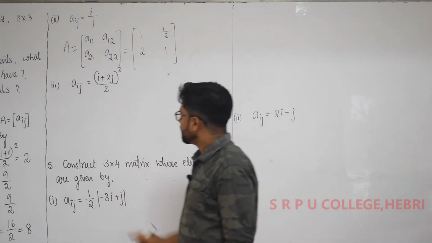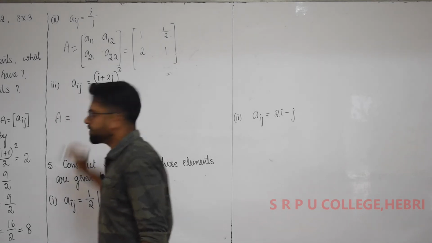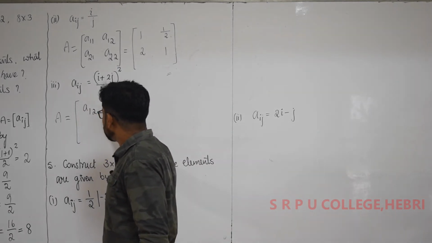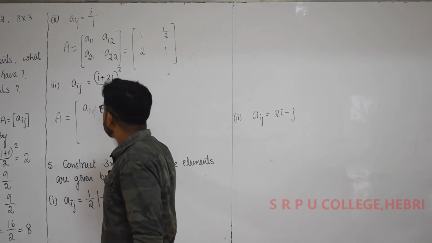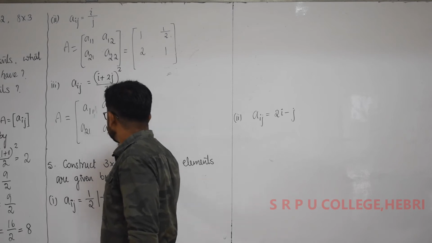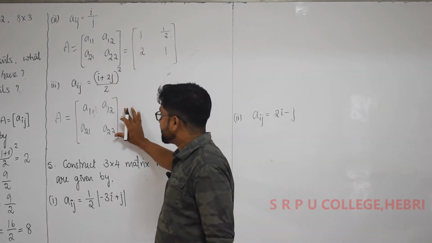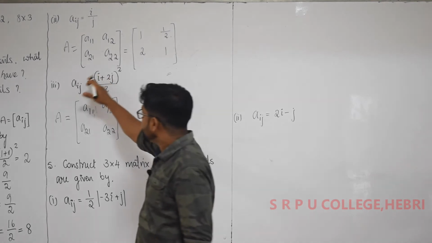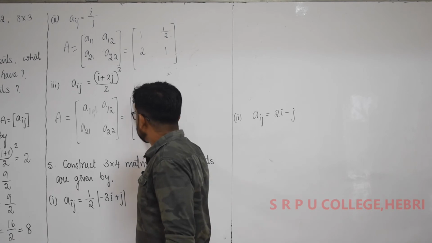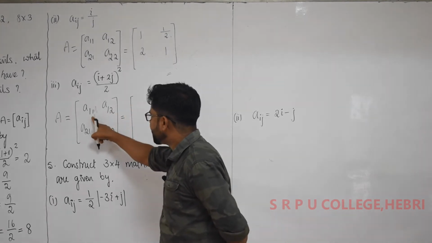One more is there, third one, Aij is equal to this. Let me take that matrix as A. A is equal to, again here also a 2 cross 2 matrix, A11, A12, A21, A22. You know the procedure how we can construct the 2 cross 2 matrix. Now the equation is this. Looks like a complicated equation. Anyhow, we will manage. (i plus 2j) whole square divided by 2. A11 is there. i is 1, j is 1.